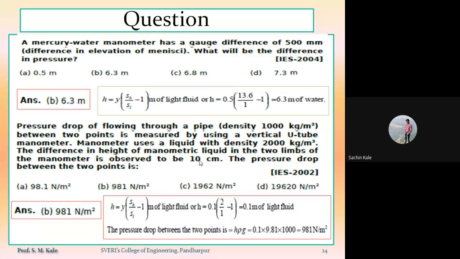So based on the value of h, you are getting the pressure drop between 2 points, and that pressure drop between 2 points will be calculated by using the formula rho g h. So the value of h is nothing but 0.1, g is nothing but 9.81, and the value of rho will be equal to 1000. That is nothing but the fluid which is passing through the pipe. Next question.